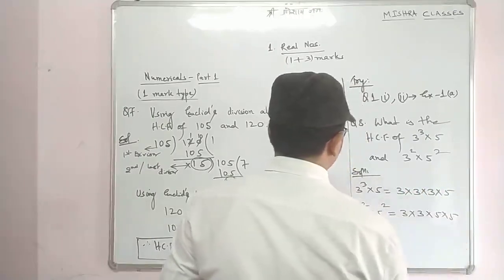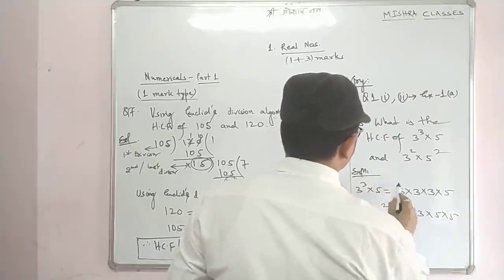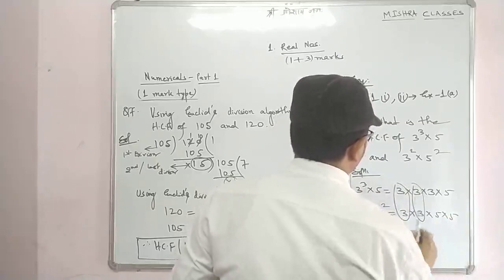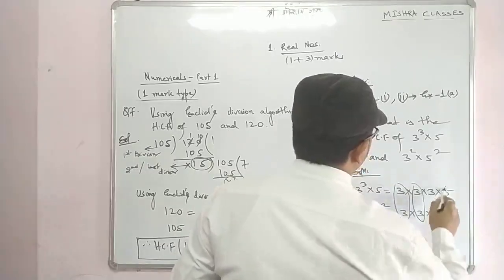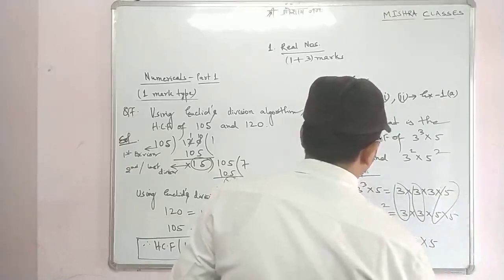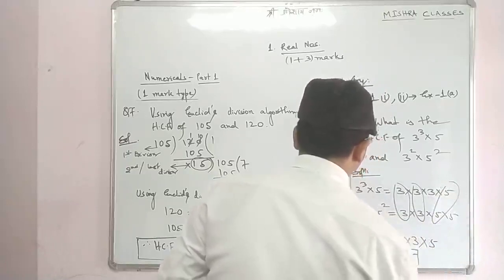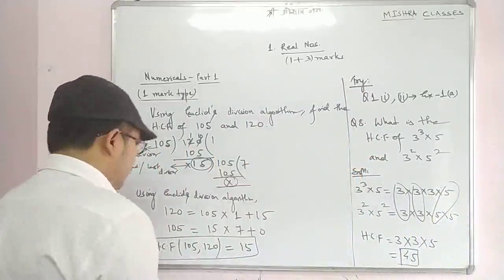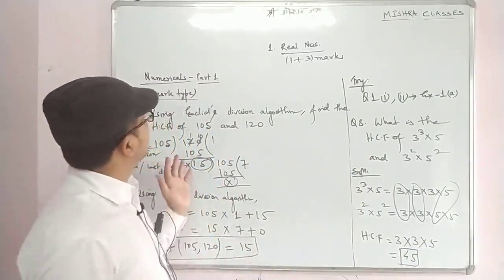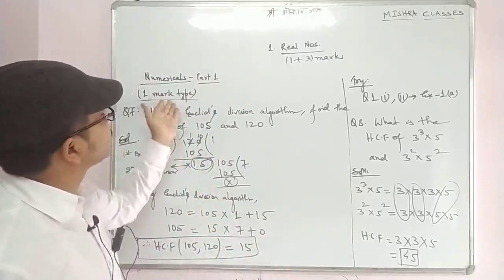Now what we observe from here is that this 3 is common, so one time we will write. This 3 is common, so again one time we will write. This 5 is again common, so one time we will write. So 3 3s are 9, 9 5s are 45. So the HCF is 45. So students, that's it for your 1 mark type.